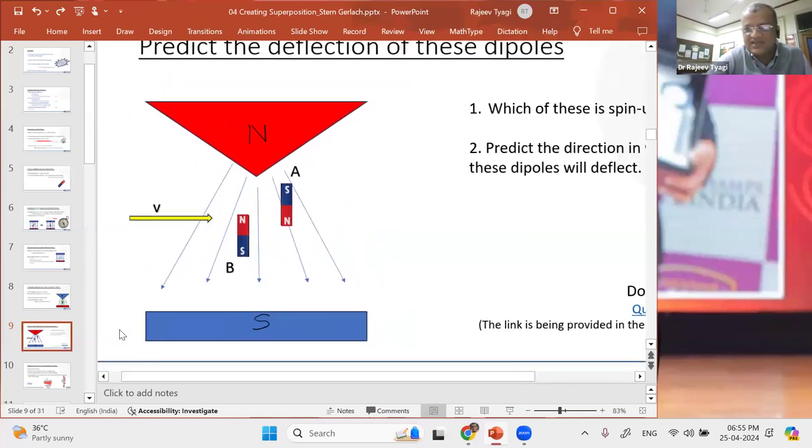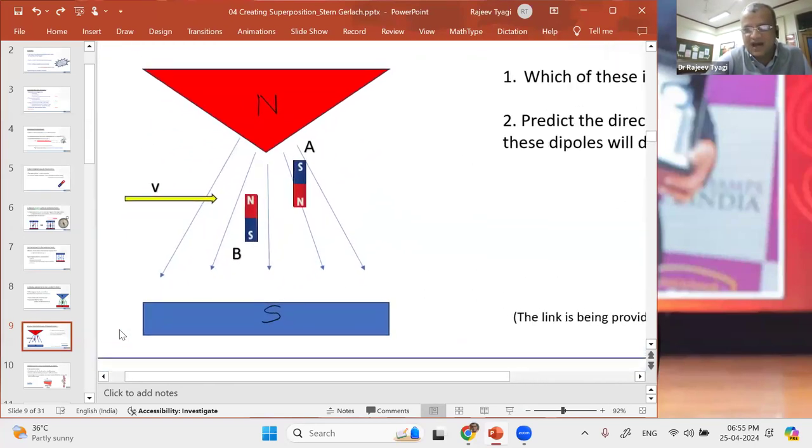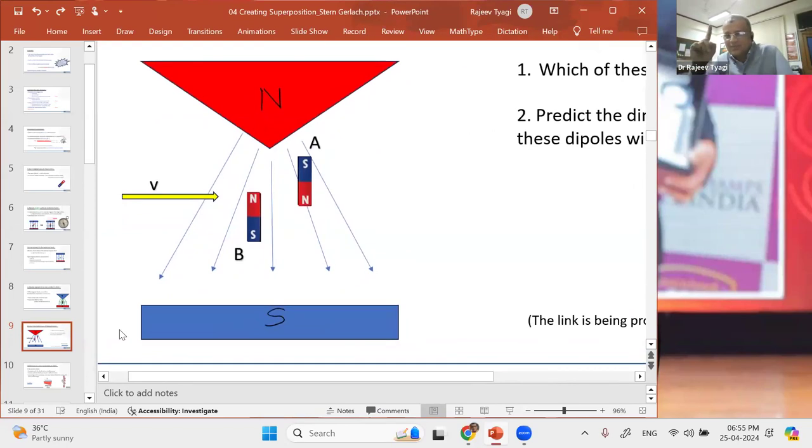First question, which of these dipoles is spin up? Remember what we said about spin up. Make a guess. Which of these two dipoles, see the field direction, this is north, this is south, the field is down. It is non-uniform, that's another thing, the field is down. Which of these two dipoles is spin up?